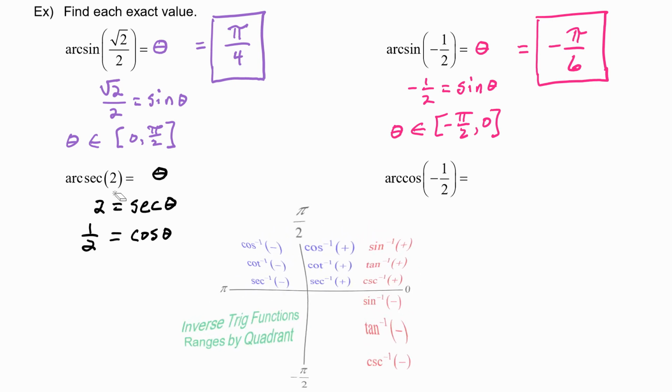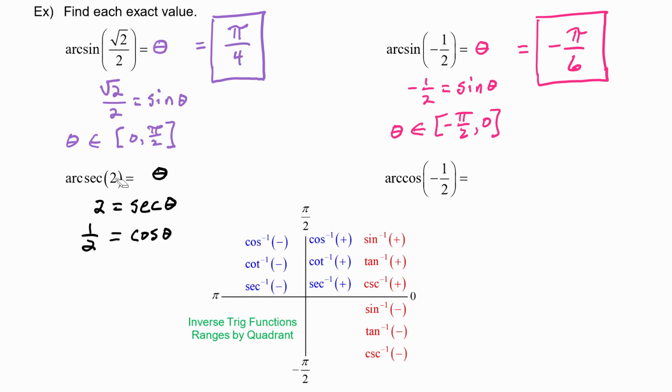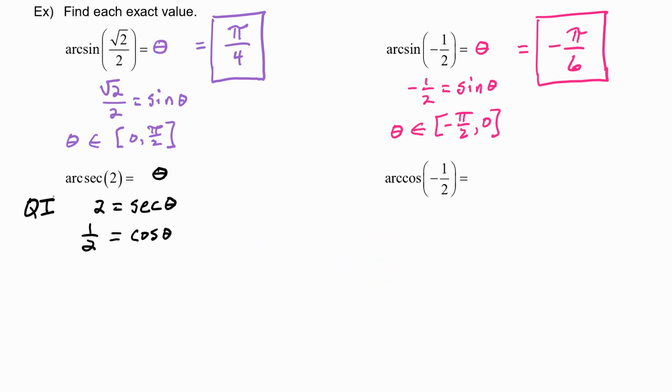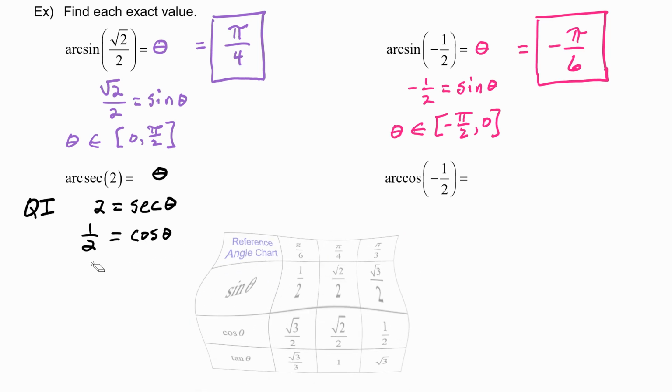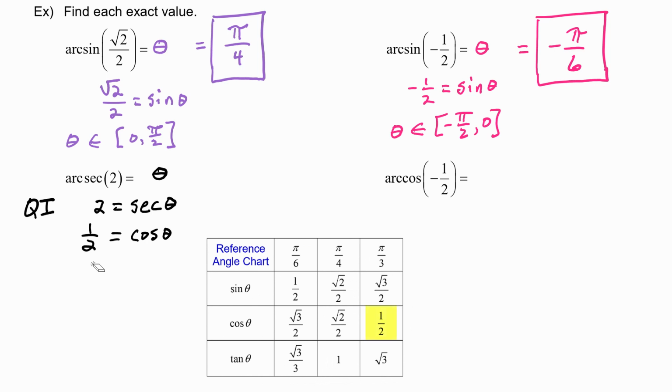For secant inverse of a positive, we know that our answer is going to have to be in quadrant 1. So the angle in quadrant 1, whose cosine would be a half, we look at the reference angle chart. That reference angle is pi over 3. In quadrant 1, that's just pi over 3.